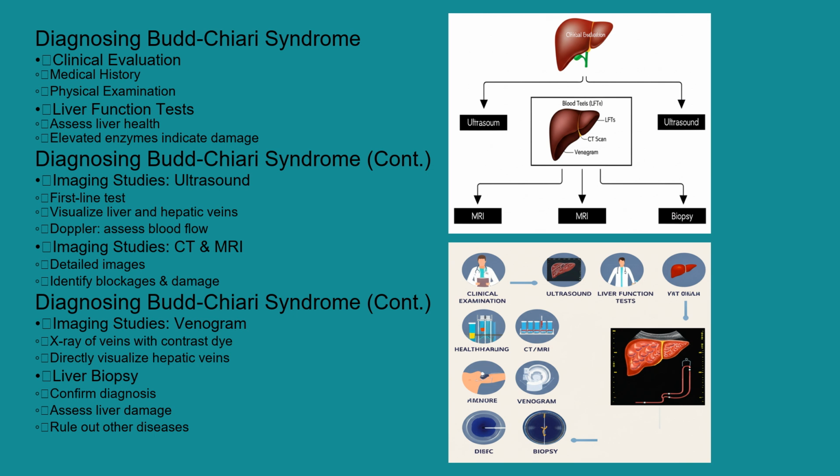visualize the hepatic veins. A liver biopsy, where a small sample of liver tissue is taken for examination under a microscope, may be necessary to confirm the diagnosis and assess the degree of liver damage. It can also help rule out other liver diseases.